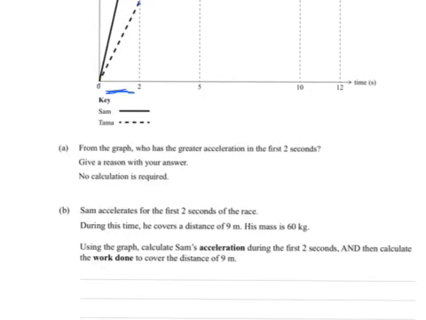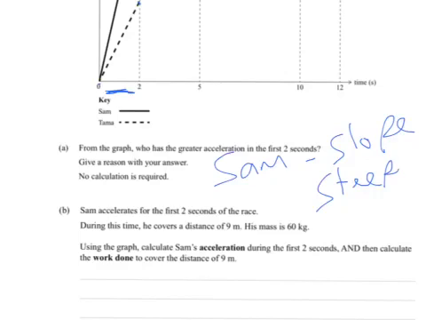So we would look at Sam, and the slope is steeper. That's the easiest way to look at it. The slope of a speed time graph gives the acceleration.